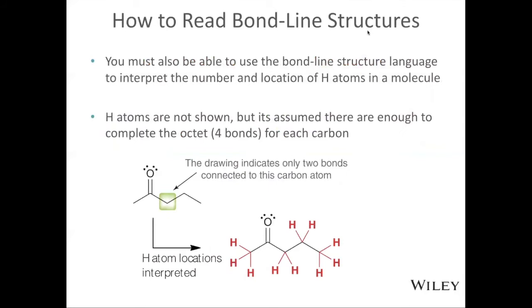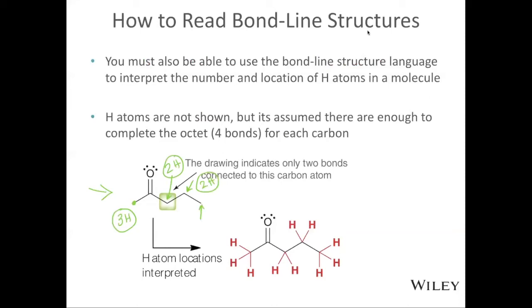So H atoms are not shown, but it is always assumed that there are enough to complete the octet, which, as I just mentioned, is going to be 4 bonds to each carbon. So if we walk across the molecule shown right here, this carbon right here is going to have 3 H's to fill the octet. This carbon right here is going to have 2 H's to fill the octet. This one also is going to have 2 H's to fill the octet.